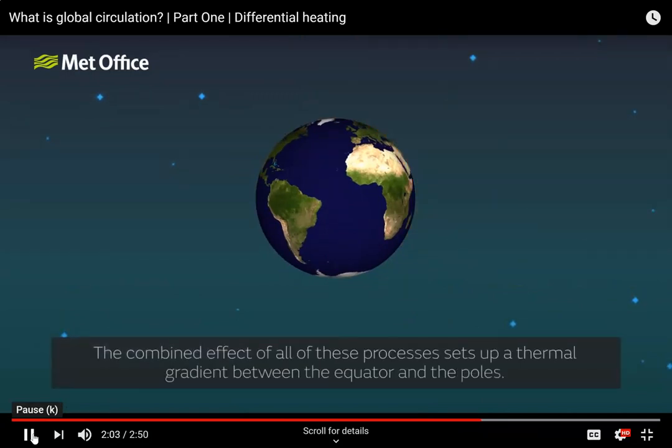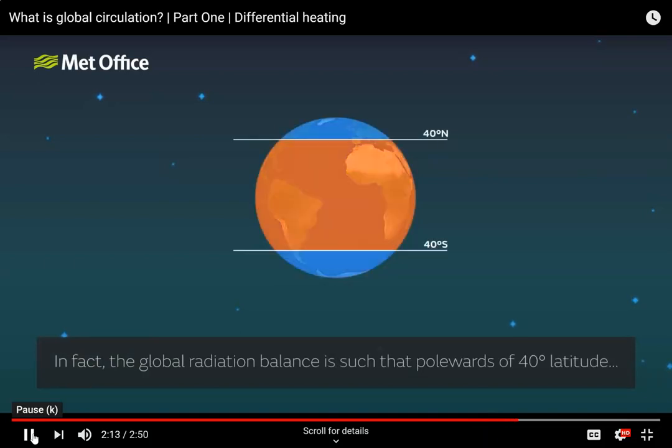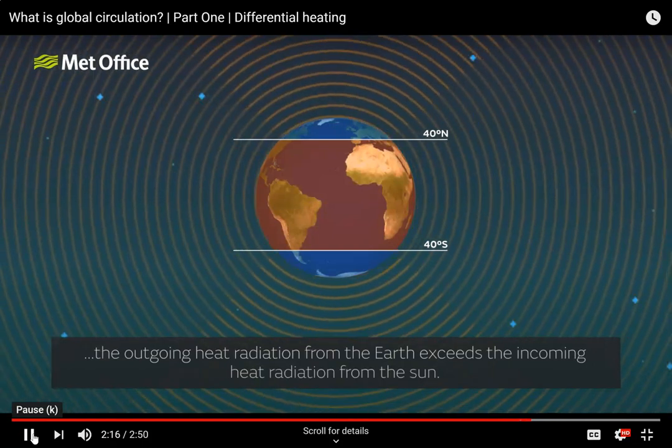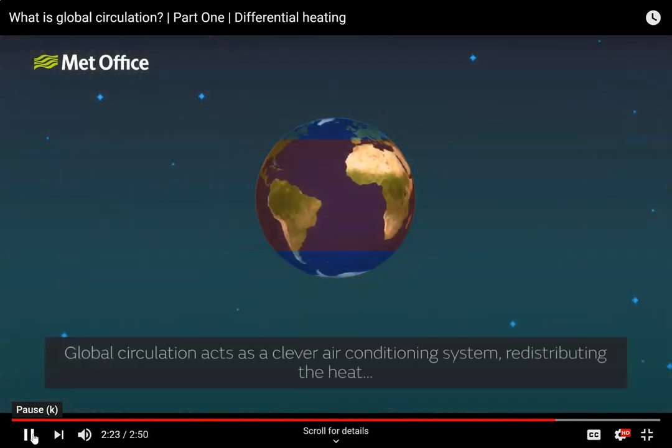The combined effect of all of these processes sets up a thermal gradient between the equator and the poles. In fact, the global radiation balance is such that poleward to 40 degrees latitude, the outgoing heat radiation from the Earth exceeds the incoming heat radiation from the sun. Global circulation acts as a clever air conditioning system, redistributing the heat.